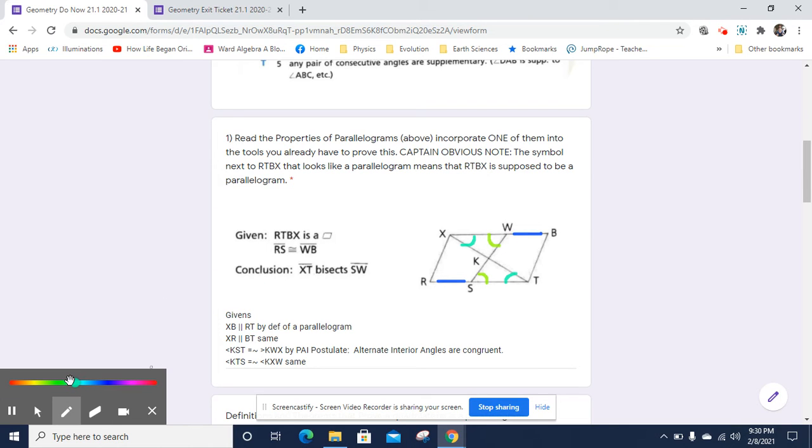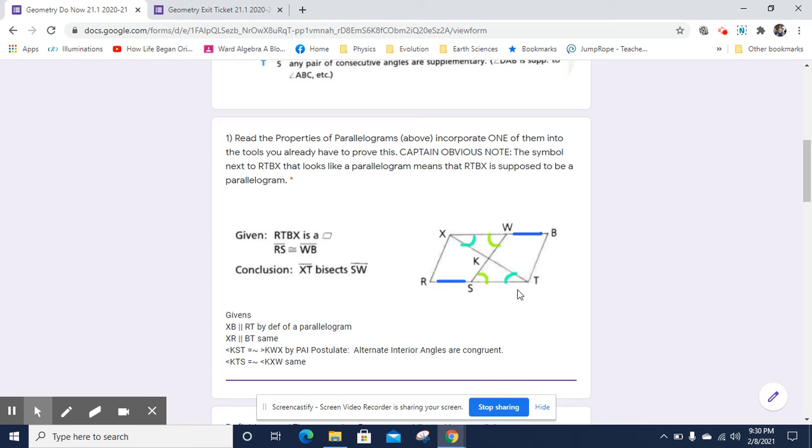So let's see what else we can say. Well, we can say that ST is congruent to WX, and here's why.